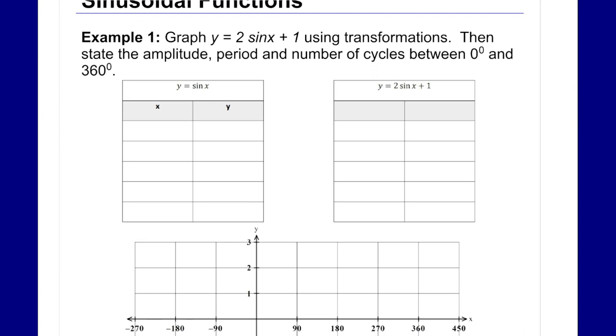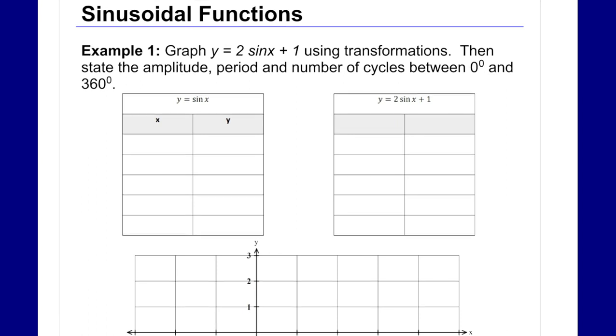So it is a sine function. We see the sine x, so that means our key points or our parent function is going to be the sine wave one: 0, 90, 180, 270, 360. The sine wave was the one that starts at the midline. So we start at 0, we go up to 1, we come back to 0, we go down to negative 1, and we come back up to 0.